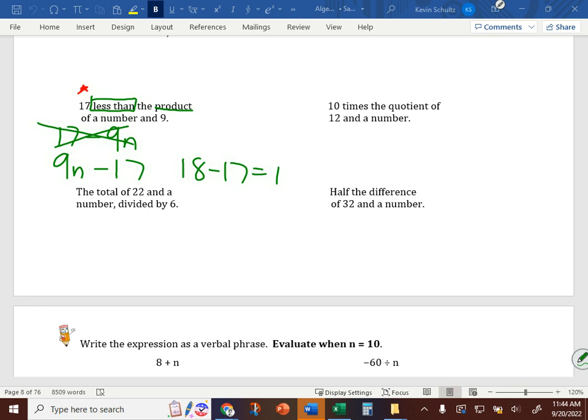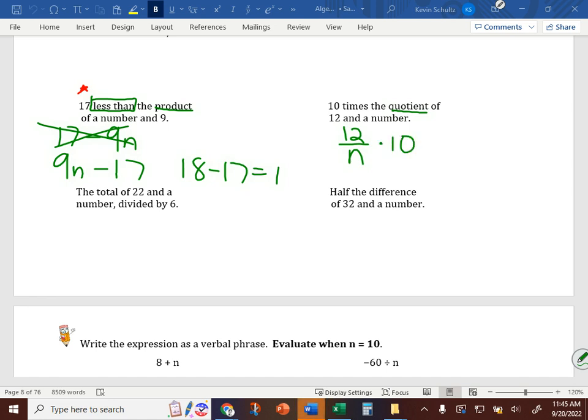So, word quotient, what does that mean? Division, but more specifically, the answer to a division operation. So if we want 10 times the quotient, we have to do that part first. Okay? So we're going to start with the quotient in a number, 12 divided by n. That's going to give us the quotient. That's going to give us the answer. And then we're multiplying that by 10.